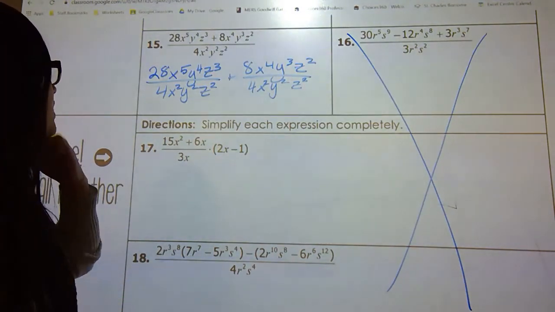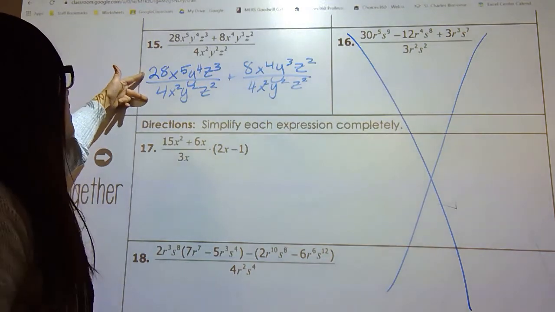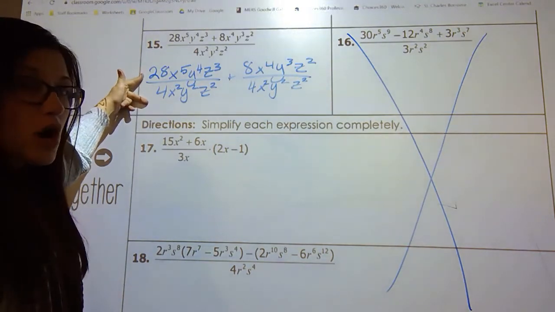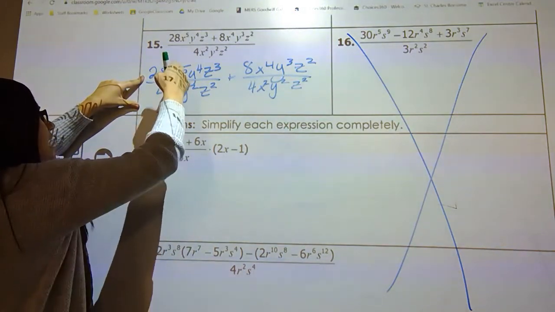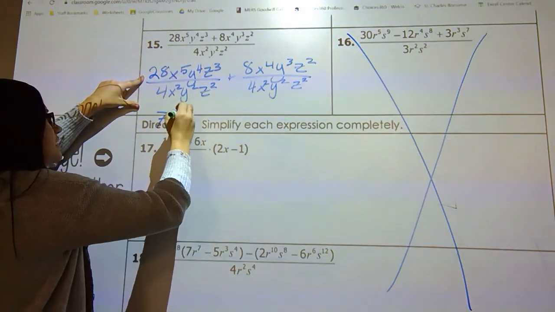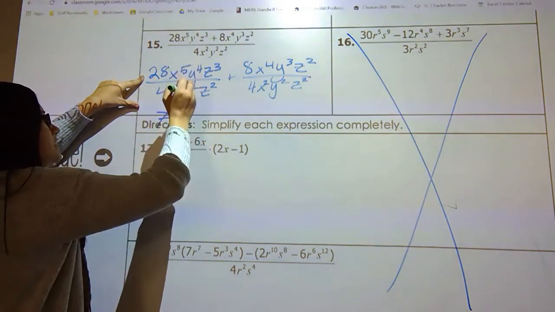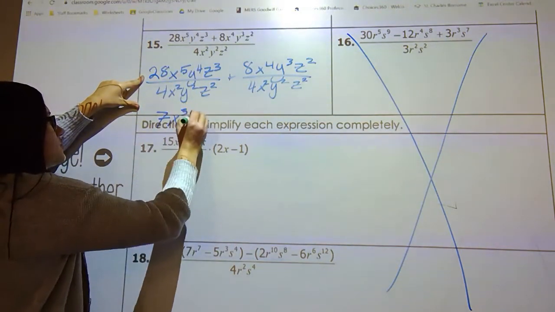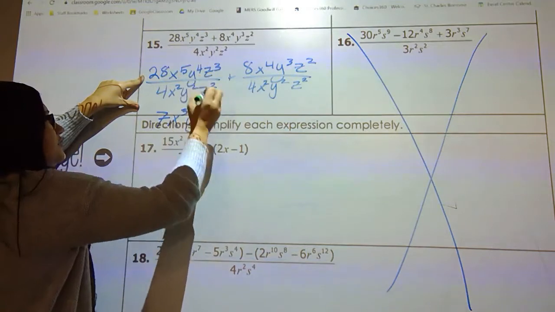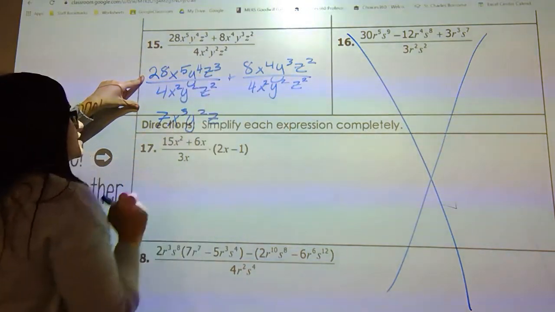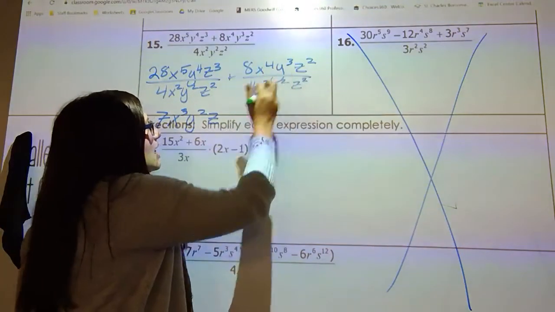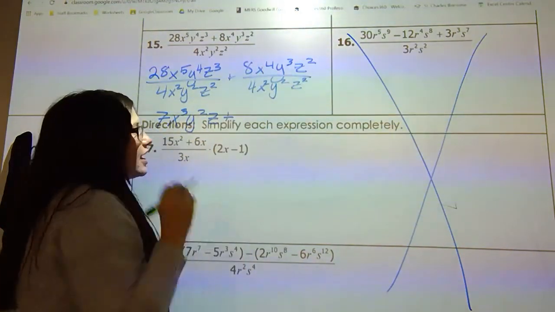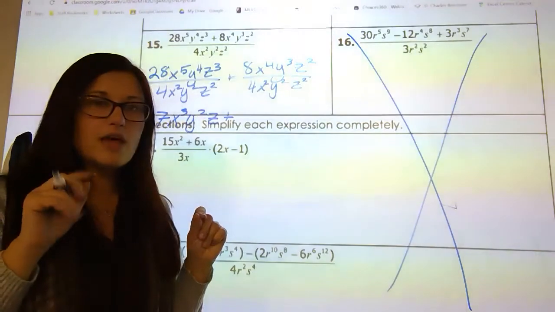But so what we're going to do is divide our coefficients. 28 divided by 4 leaves me 7. X to the 5th divided by x squared, I still have 3 x's on the top. Y to the 4th divided by y squared, I still have 2 y's on the top. And z cubed divided by z squared is z. Okay.